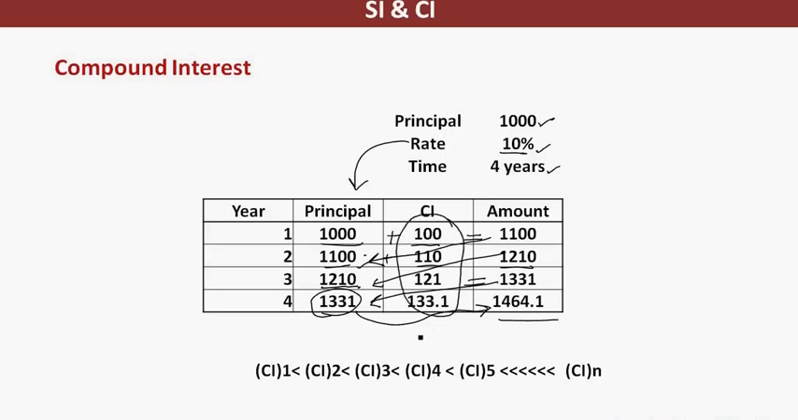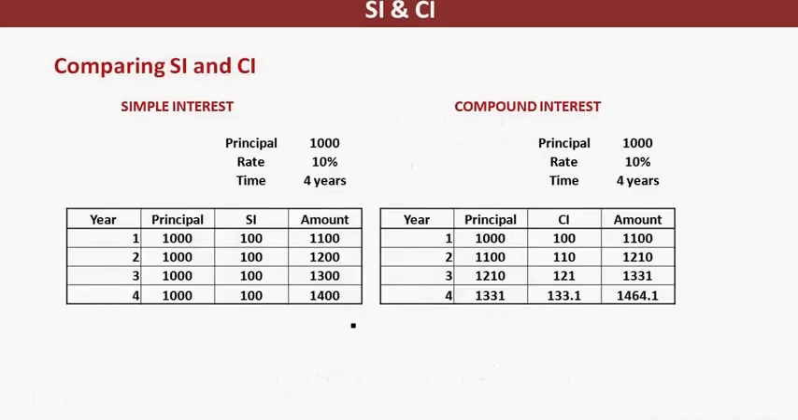Now, if you have noticed, the compound interest for all the years is not the same. The compound interest is varying every year. Compound interest for the first year will be the least, the second year higher, the third year even higher. As we go on, the compound interest keeps on increasing because the principal value that I am taking goes on increasing.